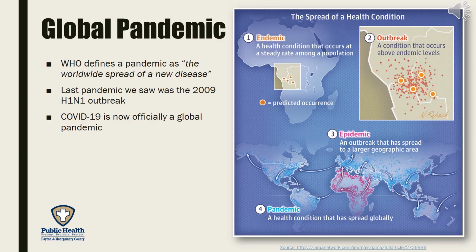So what is a global pandemic? As you're aware, the World Health Organization officially declared COVID-19 a pandemic on March 11, 2020. A pandemic is merely defined as a health condition that has spread globally. As of March 30th, there were 202 countries, areas, or territories throughout the world with confirmed COVID cases. And just for record, the last pandemic we saw here emerged in the spring of 2009 when a novel influenza virus emerged, and that was H1N1.